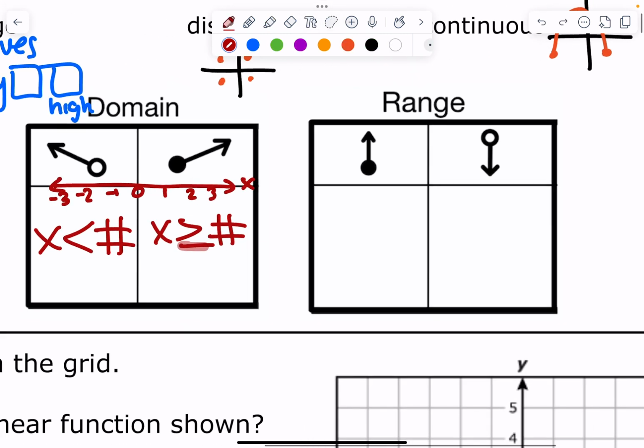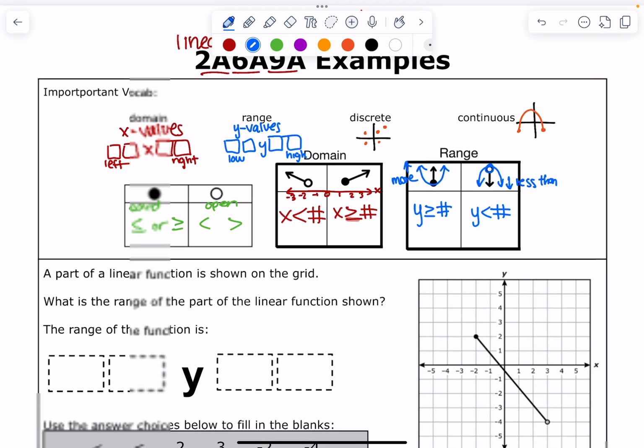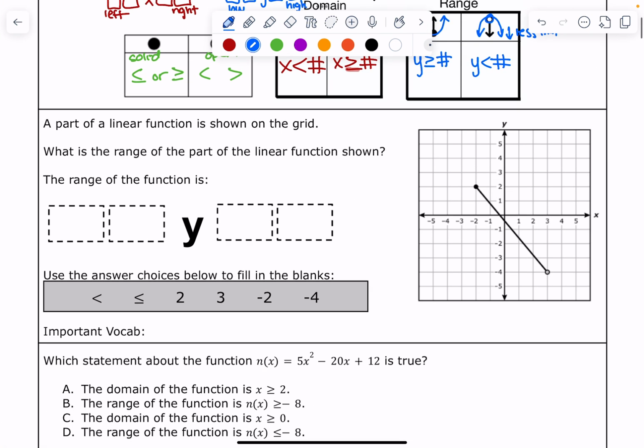Okay. Now, when we take a look at these right here, if our graph is pointing up, it's y greater than or equal to a number. If our graph is pointing down with an open point, y less than a number. If we're pointing down, it's less than. If we're pointing up, more. Okay, we're getting bigger.